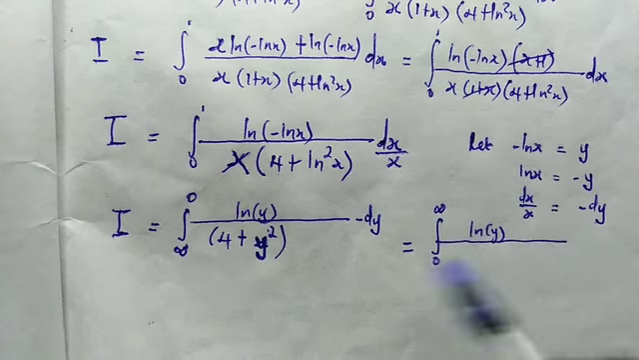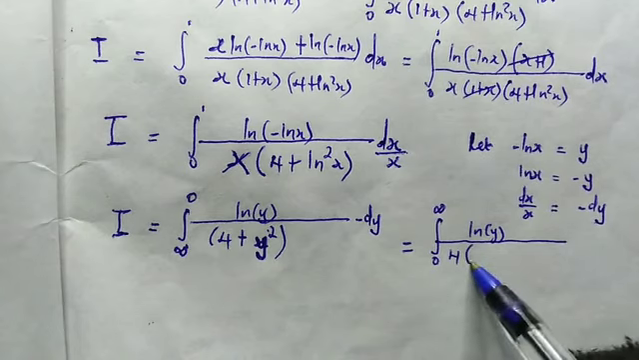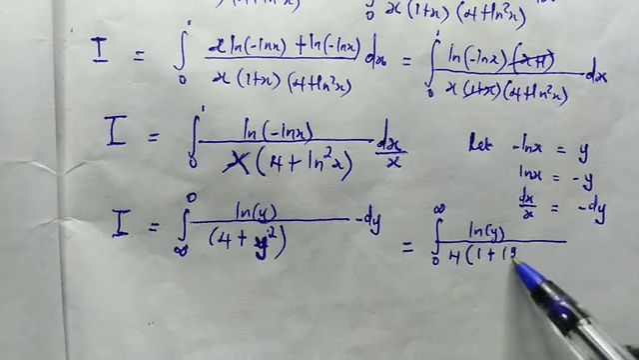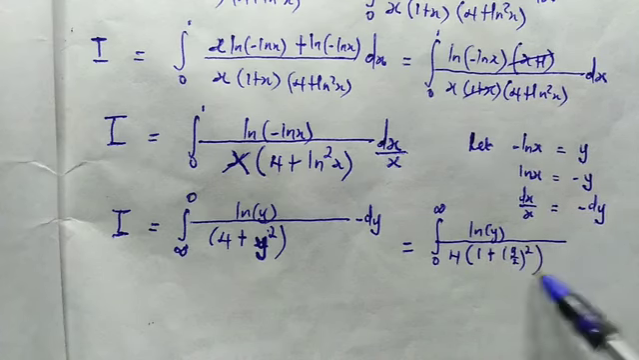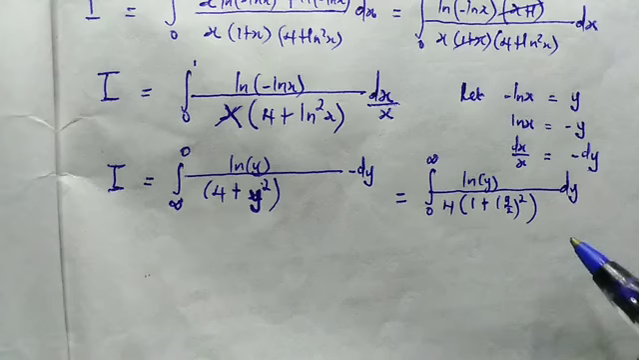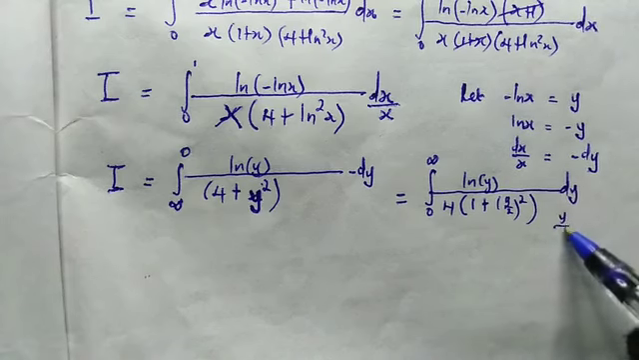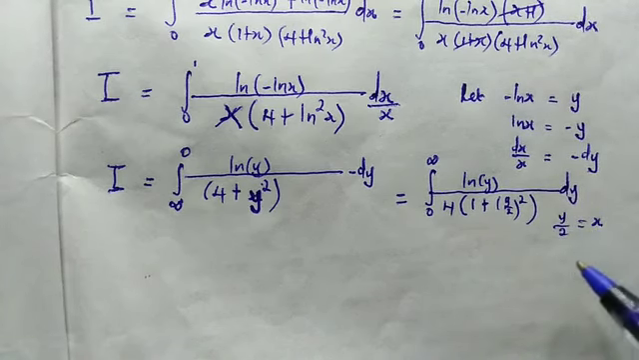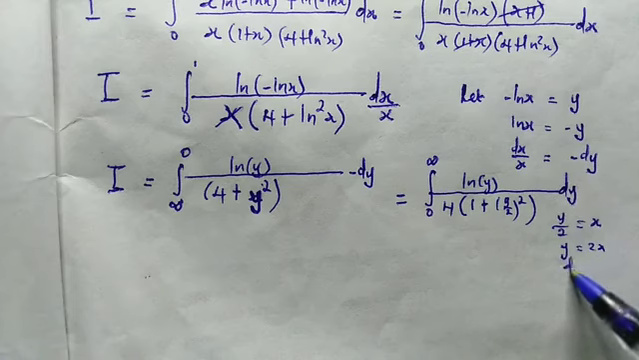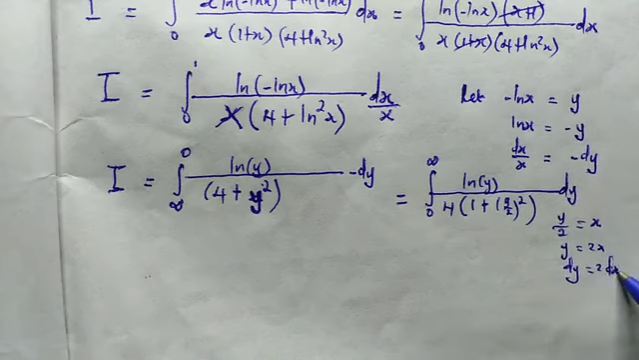all over. If you factor out 4 from this denominator, we have 1 plus y squared over 4, which is the same as y over 2 squared, right? Then dy. So let's make a substitution one more time. We are going to let y over 2 equal x. Let's go back to x. And here we have y is equal to 2x, then dy is equal to 2 dx.